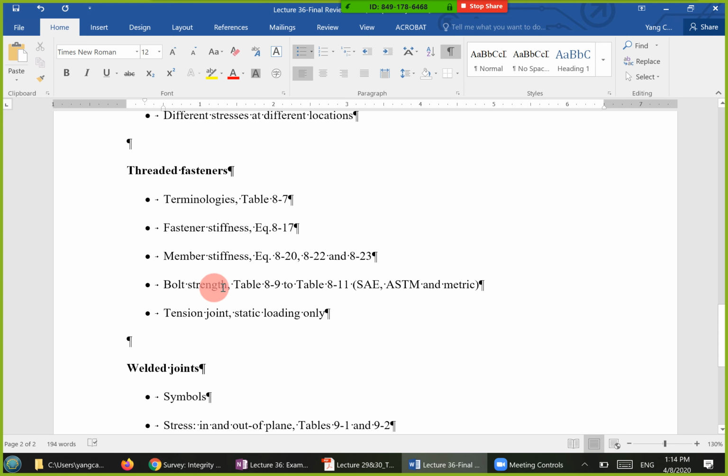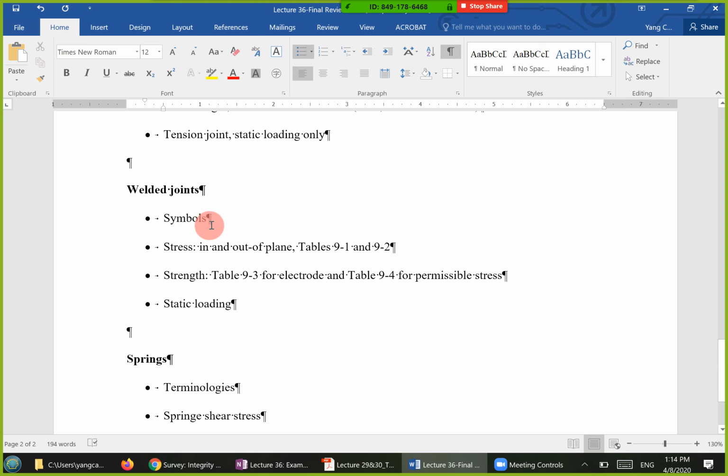Bolt strengths, you also need that number in order to analyze the safety of the tension joint. And this is where we look at the tension joint. I think I covered both static and fatigue, but we'll focus on the fatigue loading only.